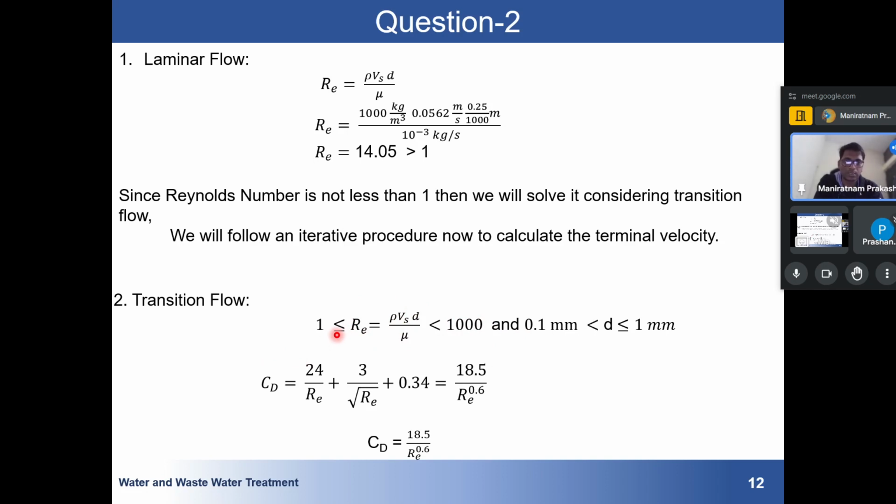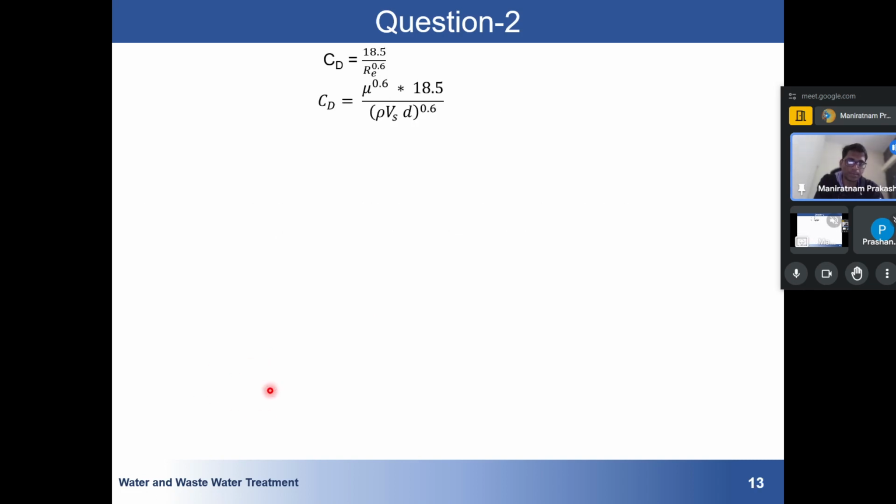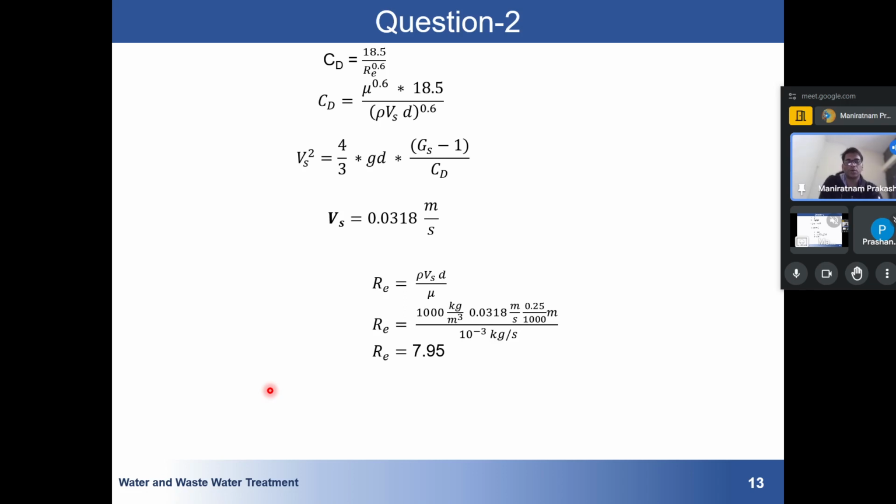Now just imagine that you are not getting this. Again you will calculate a new Re, again put it here, again get a new CD, and depending upon that you will keep going until your condition is satisfied, that is, Re should be greater than or equal to 1 and less than or equal to 1000. The moment you get those values, that will be your final answer.